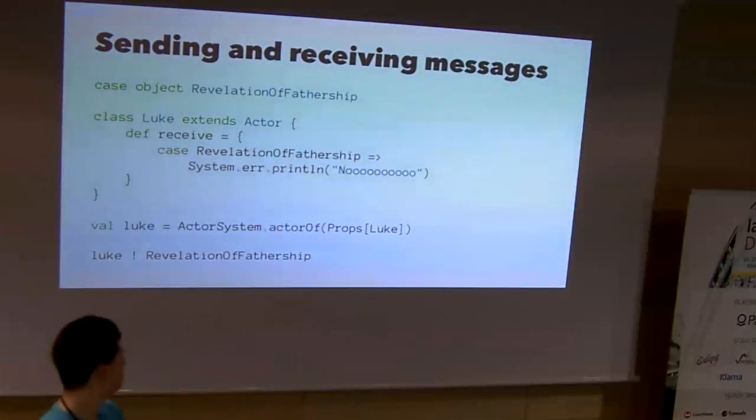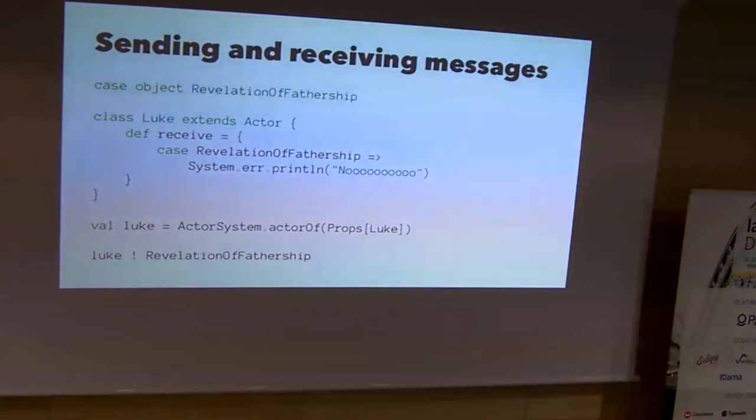If we could stay with the slide: what if, in the receive block, in response to getting a reveal Fathership message, we want to send one, and how do you test that? There is a TestActorRef, part of the Akka test kit, which lets you pretend to be an actor, to mock an actor. You would probably want to test Luke in this case, to check that Luke actually replies. I send a message, a message comes back to me, and I have a test ref actor where I can see what it receives. So there is a test kit around it, and it's very nice for testing an actor system.